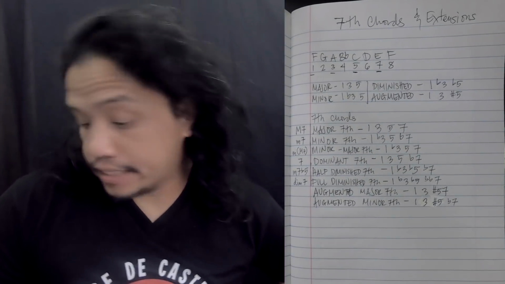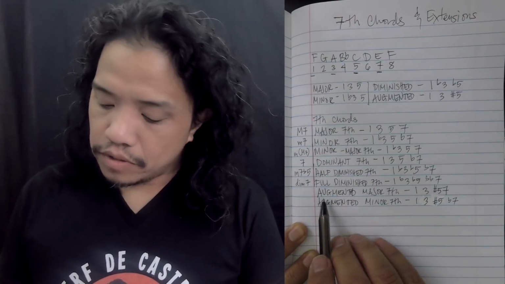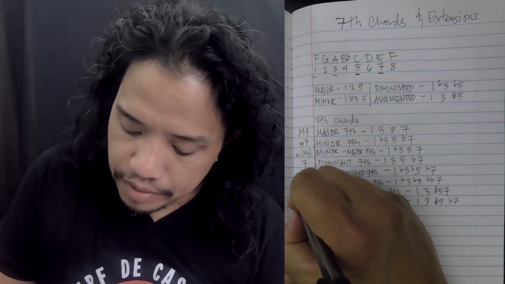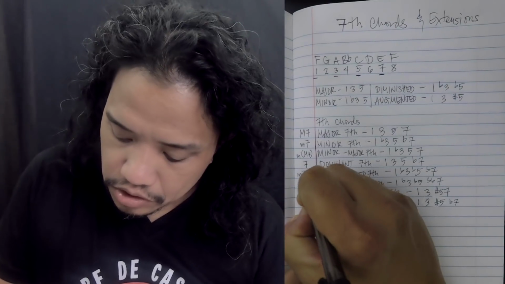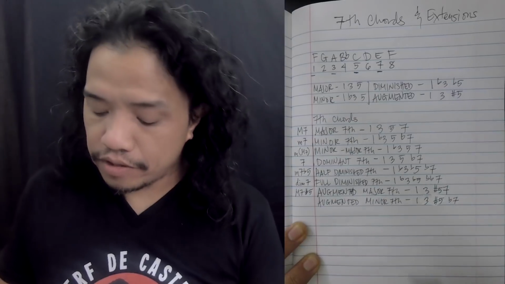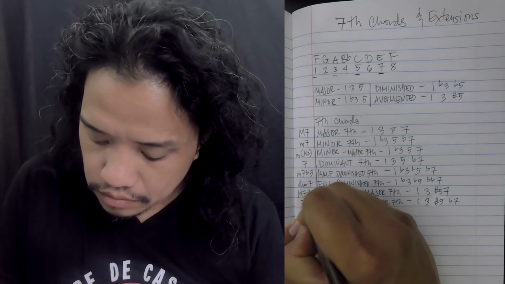Now, the shorthand designations for these will be as follows. The augmented with a major 7th will be a major 7, sharp 5. And the augmented with a minor 7th will be a dominant 7, sharp 5.